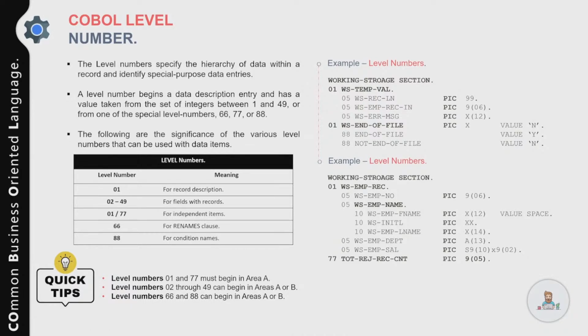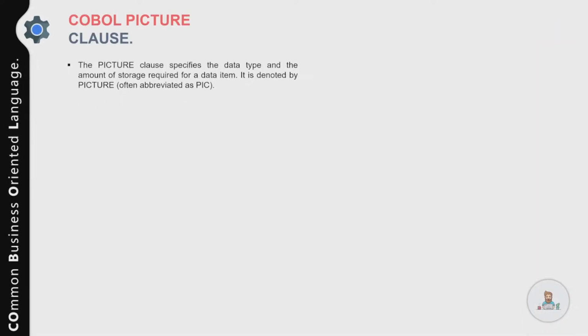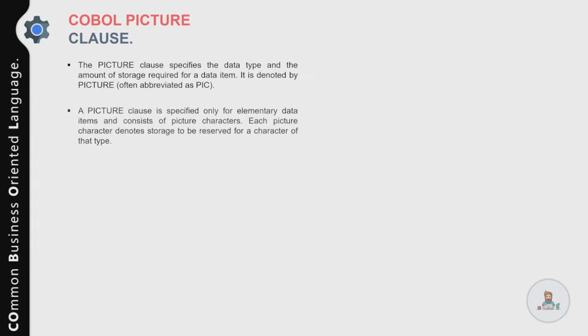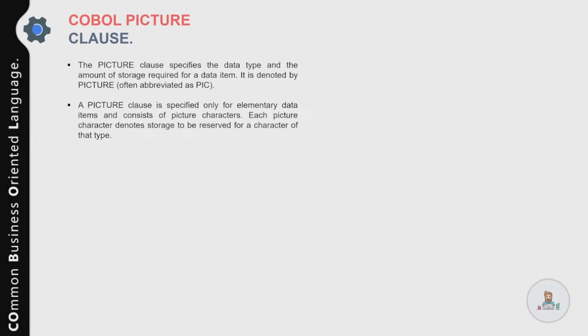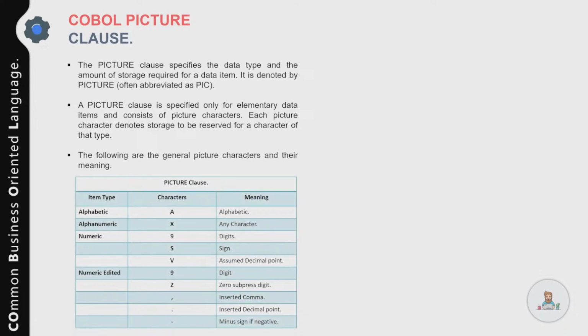Now let's talk about the picture clause in COBOL. The picture clause is used to specify the data type and the amount of storage required for a variable or data item. It is denoted by PICTURE, which is often abbreviated as PIC. A picture clause is specified only for elementary data items and consists of picture characters. Each picture character denotes storage to be reserved for a character of that particular type. The following are the general picture characters and their meanings.